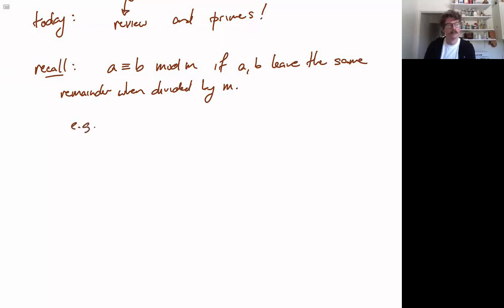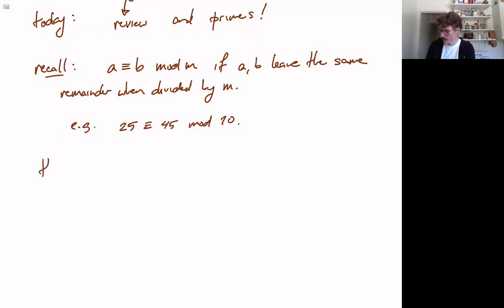So for example, let's just come up with an example off the top of our head. 25 is congruent to 45 mod 10. Because when you divide by 10, the remainder is 5, both times.